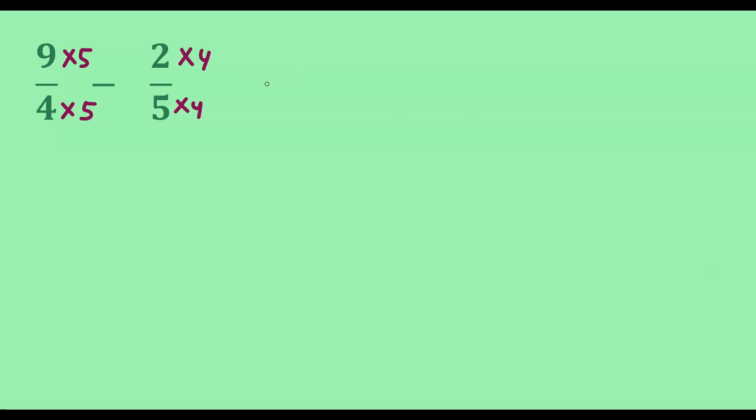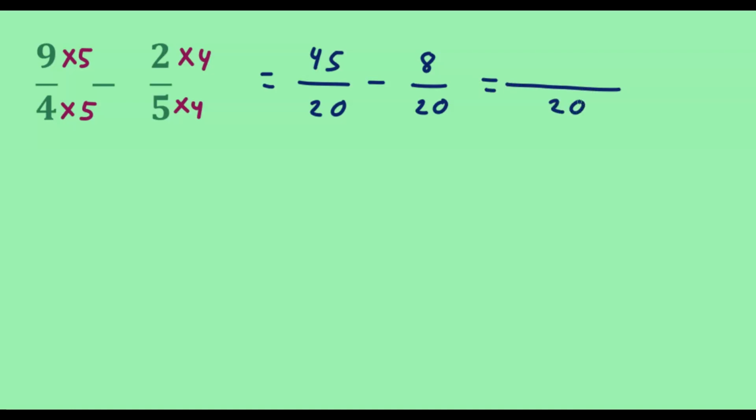If we do this, what do we get? 9 times 5 is 45. We divide that by 4 times 5, which is 20. And from this, we subtract 2 times 4, which is 8, divided by 5 times 4, which is 20. So the two fractions have the same denominator of 20, and so we will write 20 in the denominator of the resultant fraction. And in the numerator, we will subtract the numerators of the original two fractions. So we have 45 minus 8, that is equal to 37, and we divide this by 20. And so this is our required answer. That is, 9 over 4 minus 2 over 5 is equal to 37 over 20.